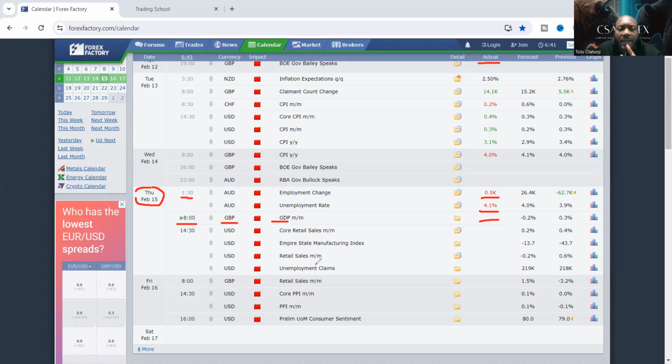So as we said, the big one is for the dollar, because most of the instruments that we trade are the major currency pairs, gold and Bitcoin. So of course, the US dollar coming out at 2:30 p.m. West African time is big for us to pay attention to. So we have the retail sales, the manufacturing index, retail sales, unemployment claims. So expect serious volatility at this point in time.